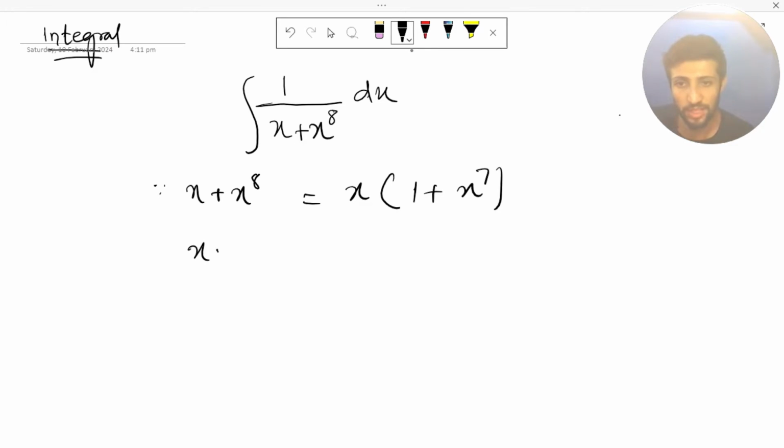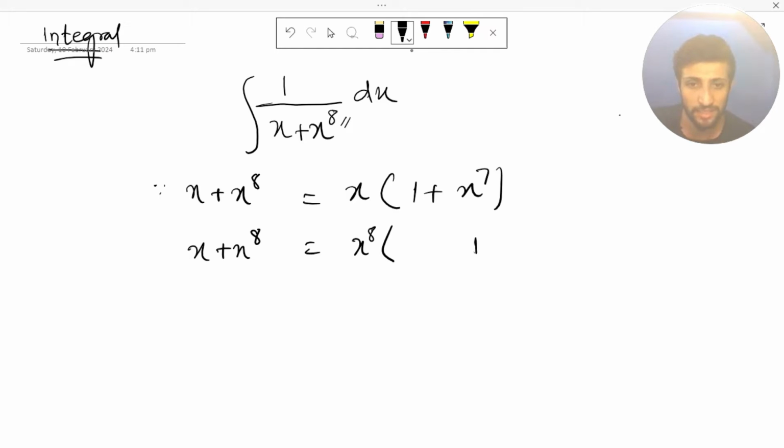What we can do is take x^8, the larger power, as common in x plus x^8. If you have an integral like 1 divided by x plus x^8, x^9 or x^10, find the biggest power. If x^8 is the highest power, take x^8 as common. If x^7 is the highest power, take x^7. If x^6 is the highest power, take x^6 as common. So here I will take x^8 as common.